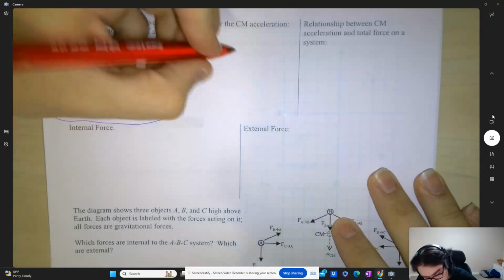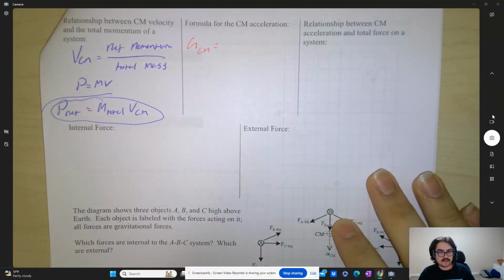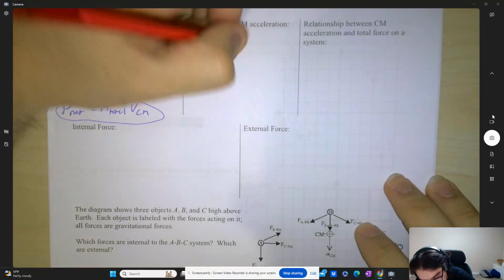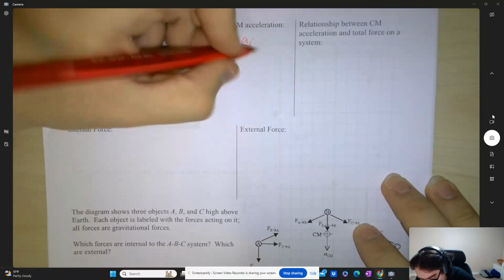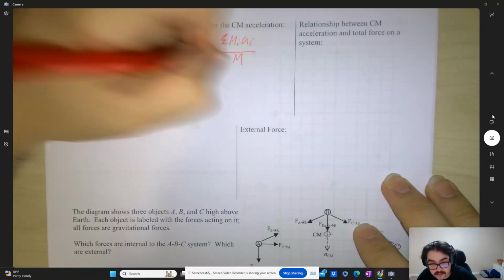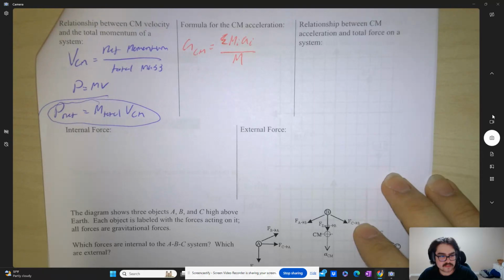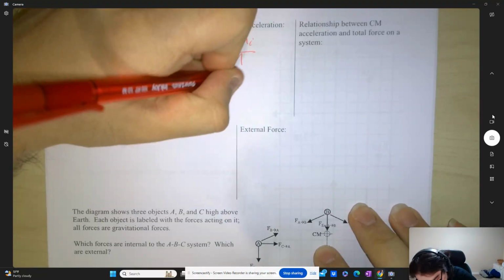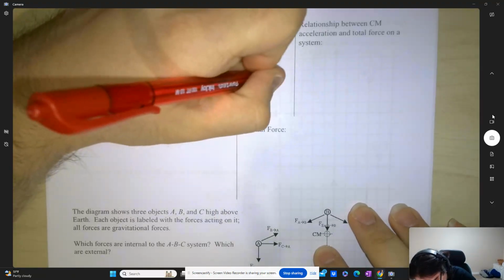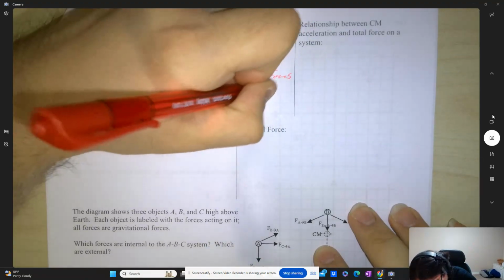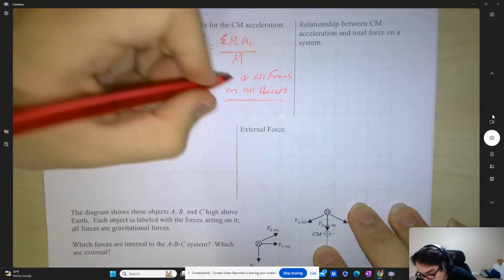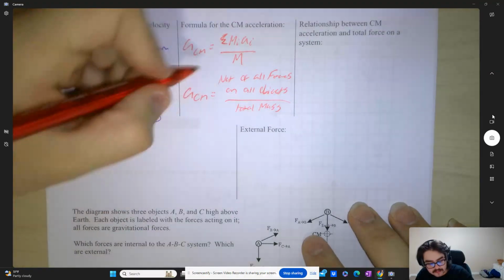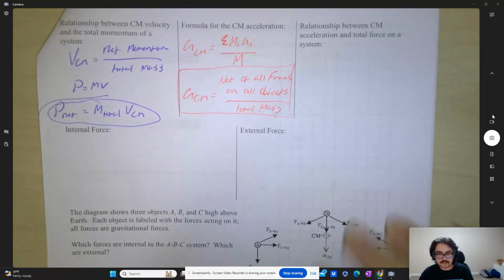Well, it's going to be very similar. If we take the derivative of that previous equation where we got the center of mass velocity, we're just going to end up getting m sub i times a sub i over m, which is total mass. Wait a minute, m times a is just the force, right? So really, the acceleration of the center of mass is equal to the net of all forces on all objects, all over the total mass. And that should make sense, right? It's F over m.